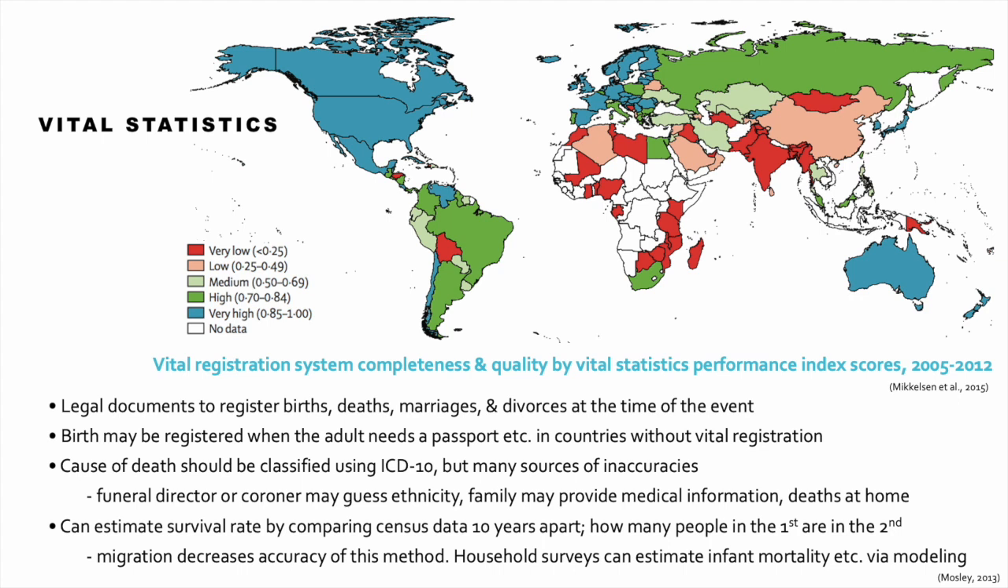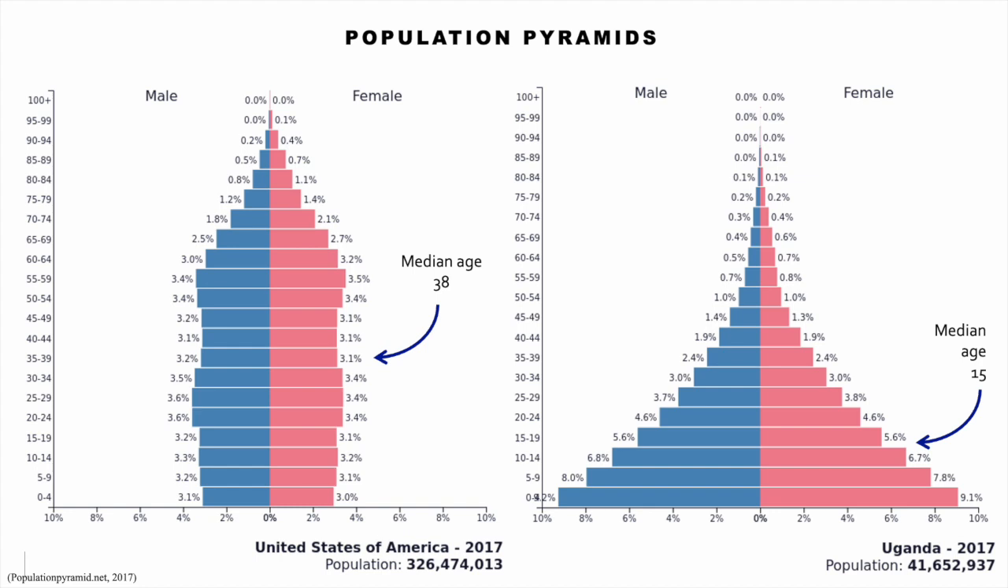Comparisons of census data over time are helpful and can be used to estimate survival rate, because if you have census data from different years, you can see how the population increased or decreased. But this is not only influenced by mortality, it's also if people are moving into the area or out of the area. Population pyramids show the age-sex composition of populations.